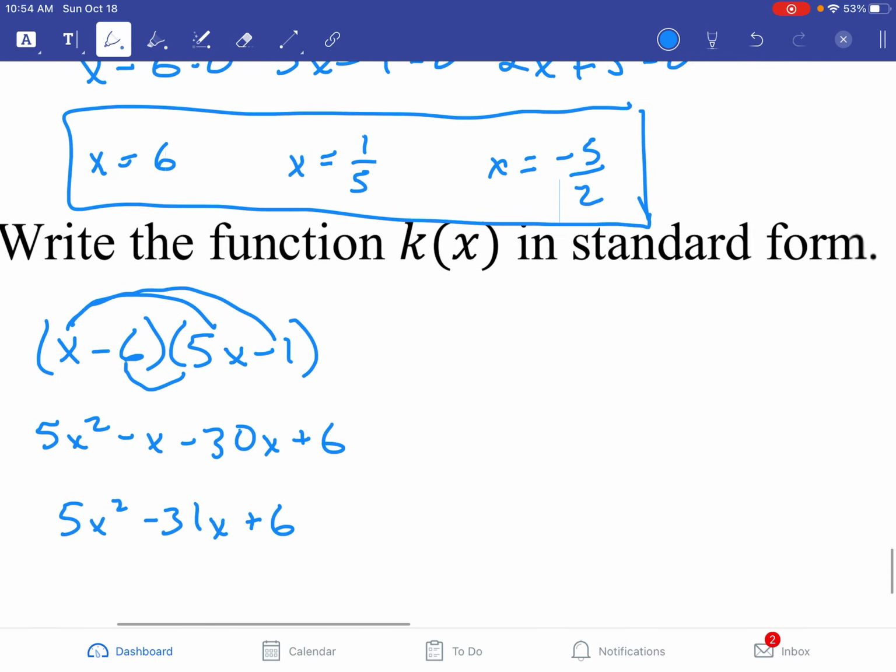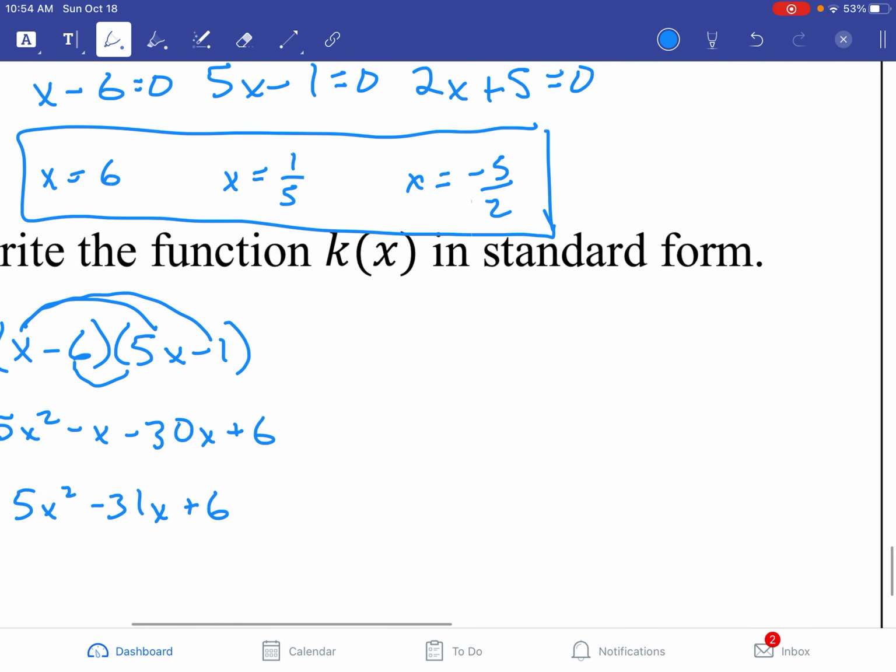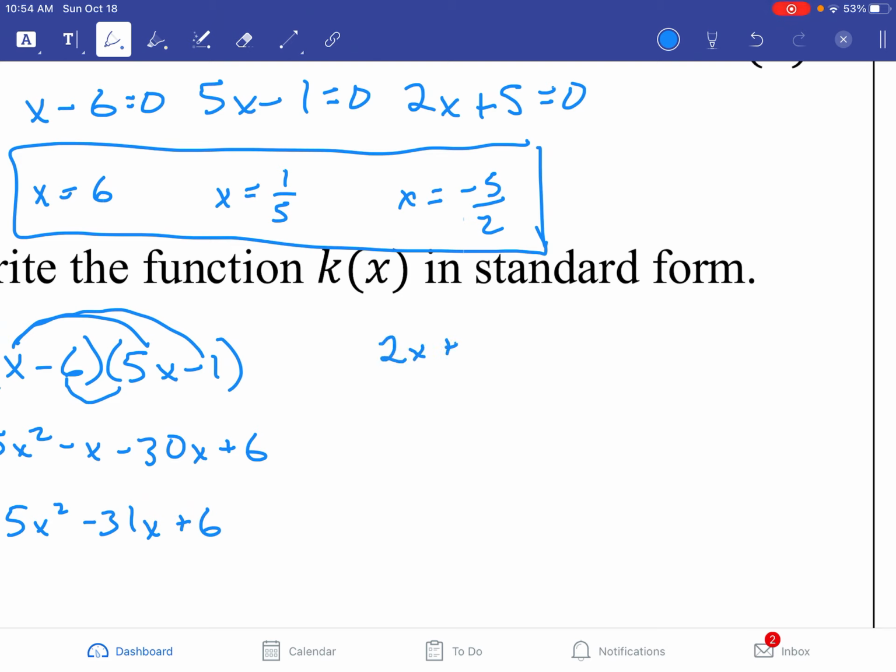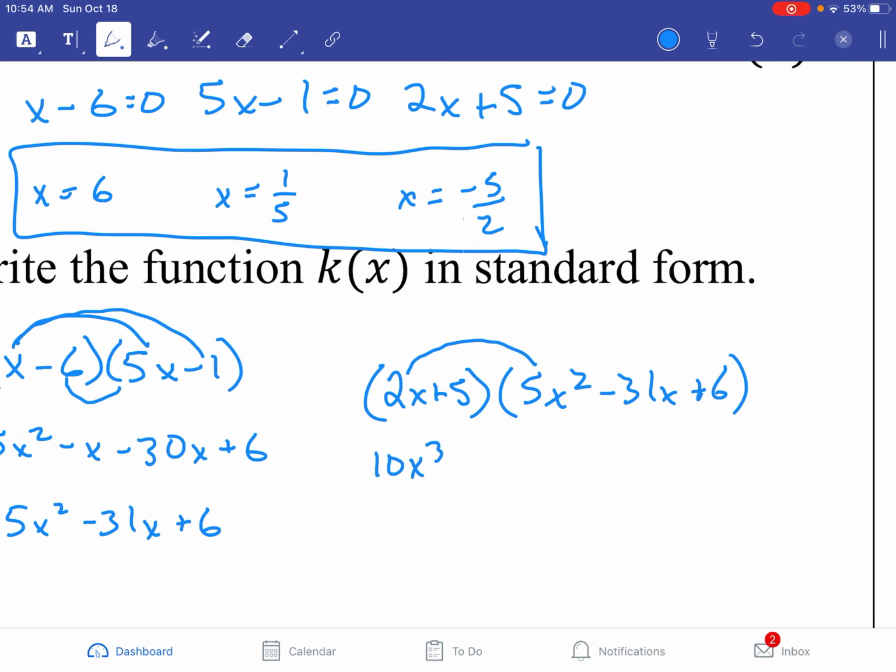Okay, next we got to do the other one. So we have 2x plus 5. Actually, I'm going to write it down further. And we're going to multiply that by what we just multiplied, which is 5x squared minus 31x plus 6. Okay, so we're going to do 2x times 5x squared. We're going to do 2x times negative 31x. And 2x times 6.